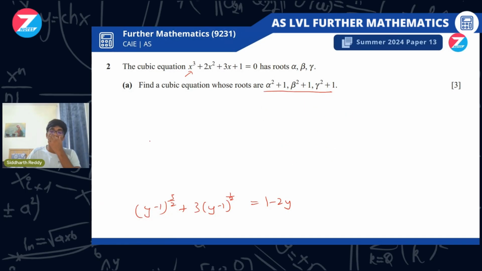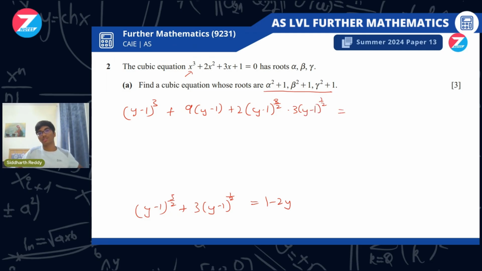Yeah. So now taking the square on both sides, we'll get (y minus 1) to the power 3 plus 9 into (y minus 1) plus 2 into (y minus 1) to the power 3 by 2 into 3 times (y minus 1) to the power 1 by 2. And taking the square on the right hand side, we'll get 1 square, which is just 1, plus 4y square minus 2 into 2y, so it is minus 4y.